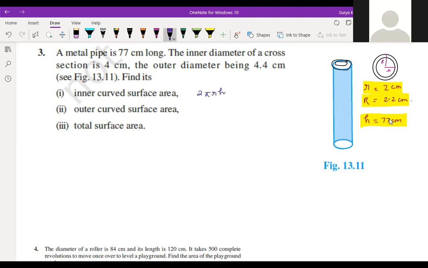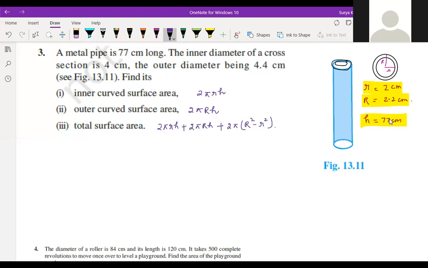Again, for the outer curved surface area, we should write 2 pi capital R h. Total surface area means you should add this one also: 2 pi r h plus 2 pi capital R h plus 2 pi (R square minus r square). I don't think everyone understands this.